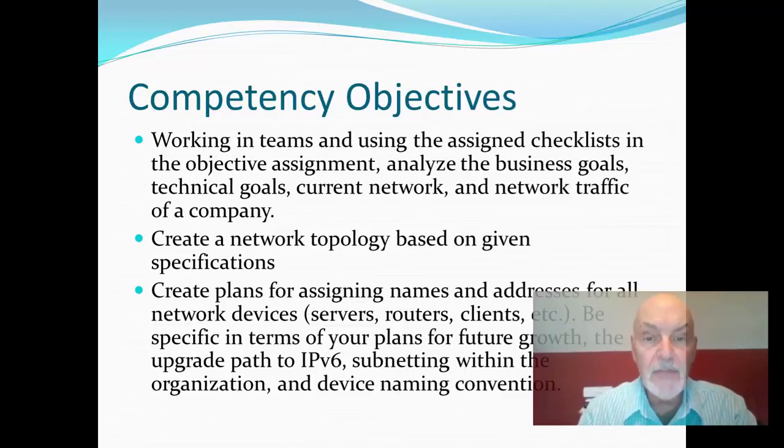Next, you'll create plans for assigning names and addresses for all the network devices, servers, routers, clients, etc. You're going to be specific in terms of your plans for future growth, the upgrade path to IP version 6, subnetting within the organization, and device naming conventions. You're going to create a naming convention for your network, and you're also going to create an internal IP version 4 subnetting scheme.